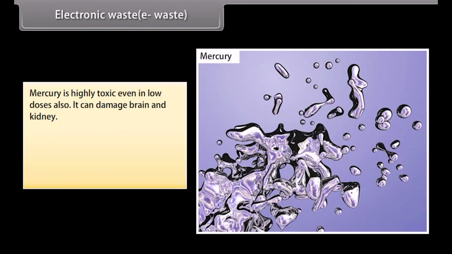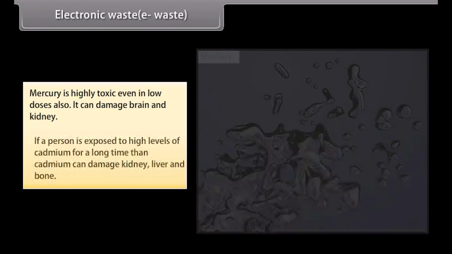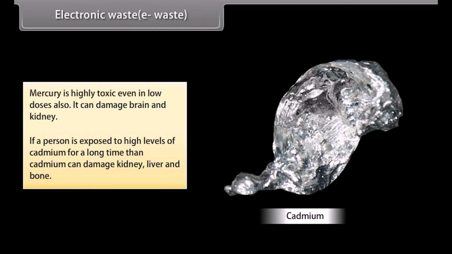Mercury is highly toxic, even in low doses also. It can damage brain and kidney. If a person is exposed to high levels of cadmium for a long time, then cadmium can damage kidney, liver and bone.